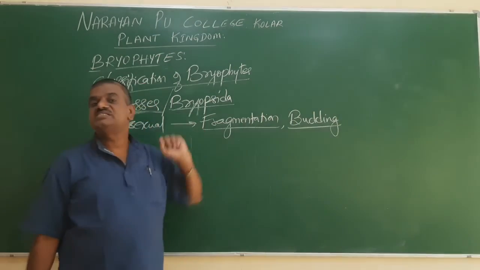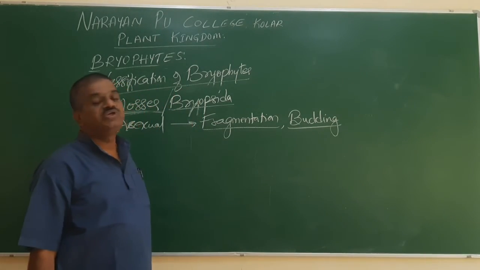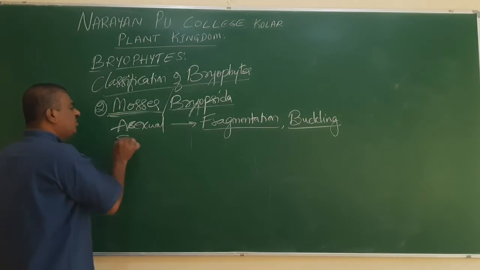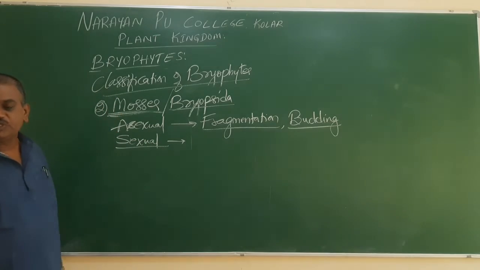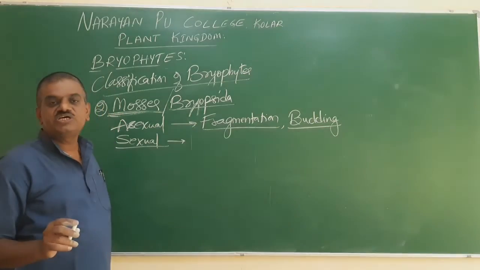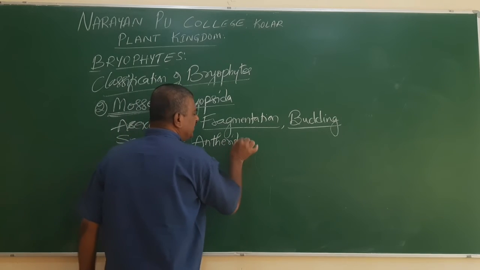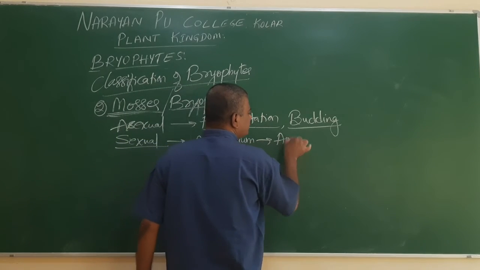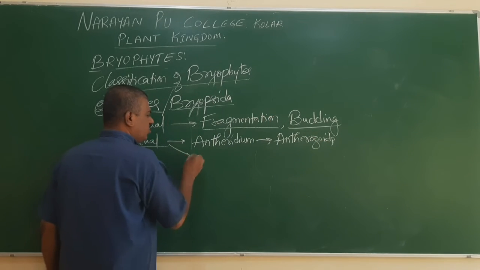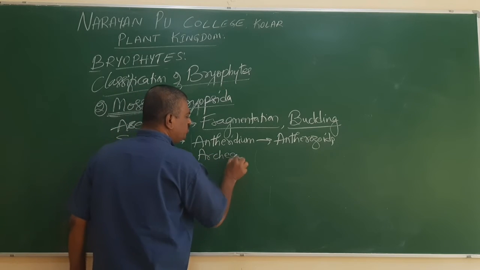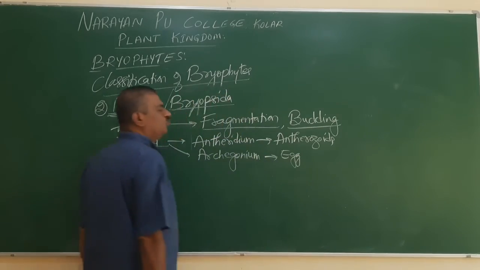Whereas budding produces small outgrowths called buds, which have the capacity to give rise to a new plant. Now we go for the next one, sexual type of reproduction. Here they produce gametes. The male organ called antheridium produces antherozoids, and the female organ called archegonium produces a female gamete called egg or ovum.